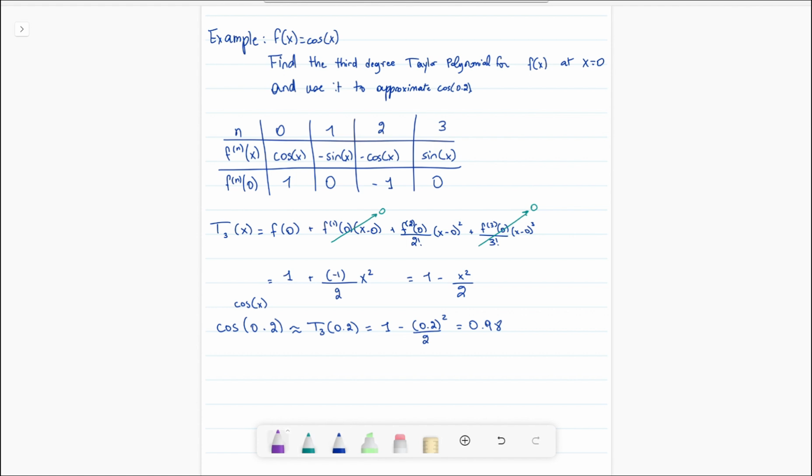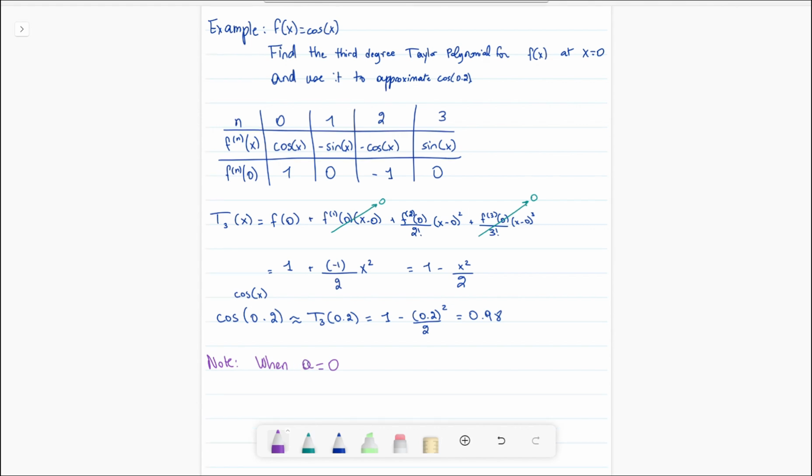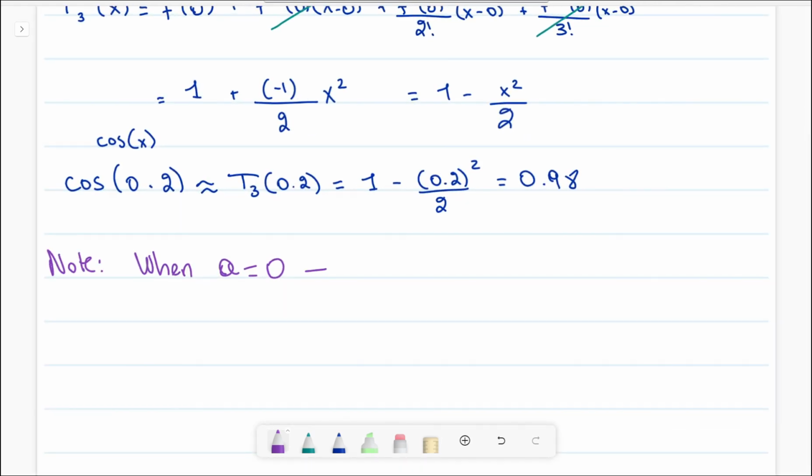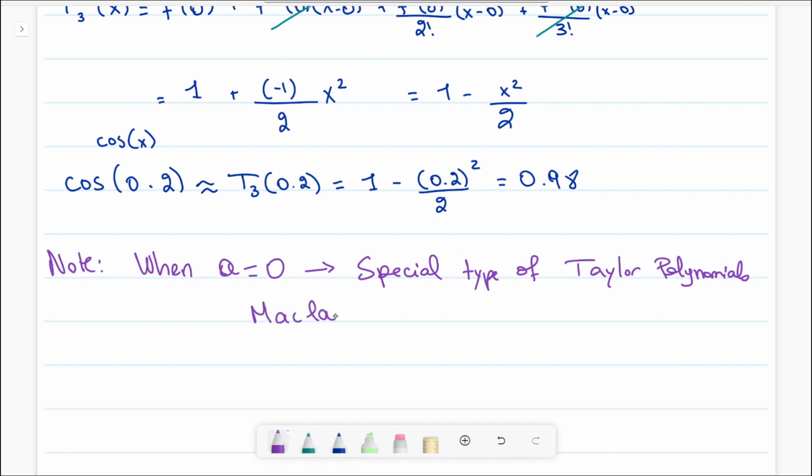I just wanted to write a little note that when we are centering it at 0, as we did up here, so in fact our a equals 0, this is a special type of Taylor polynomial, and we call this the Maclaurin polynomial.